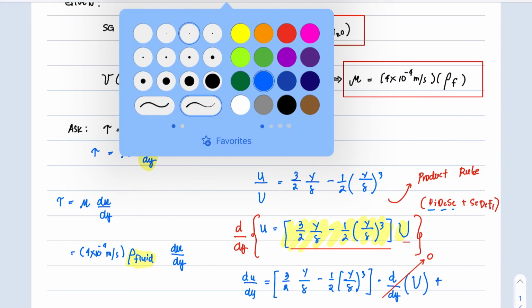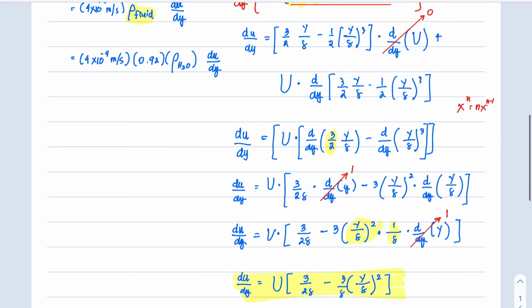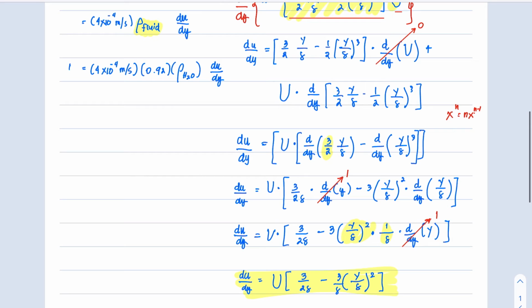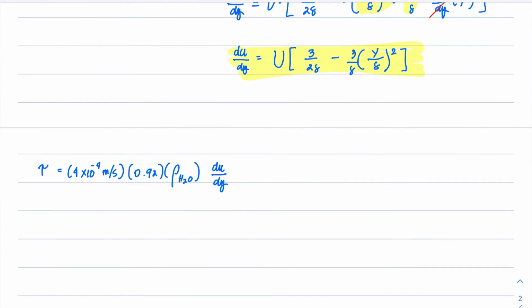So I'm just going to substitute here again. The density of the fluid will just be 0.92 multiplied by the density of water, which is very easy to remember, and du over dy. Okay, I could actually continue with that one. Now, I'm just going to copy this one. This is my tau, and do it on another page because it's looking crowded. Paste. So this is basically our tau.